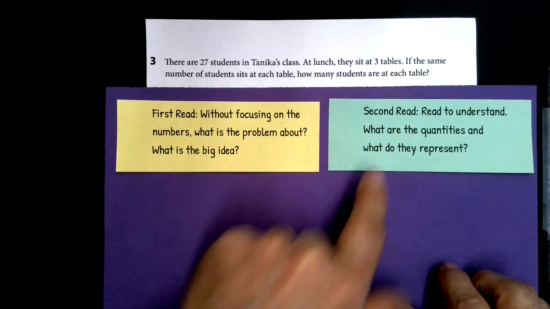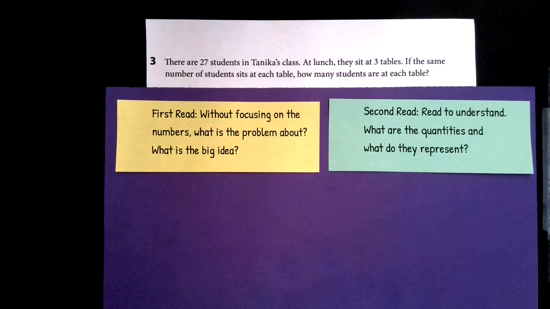This one's where we're looking at those quantities again. There are 27 students in Tanika's class. At lunch, they sit at 3 tables. If the same number of students sit at each table, how many students are at each table? Well, I see 2 numbers written as numbers. 27 students, 3 tables. I know that there's got to be another problem if there's something I have to figure out. Otherwise, I'm done. I've got all the information I need.